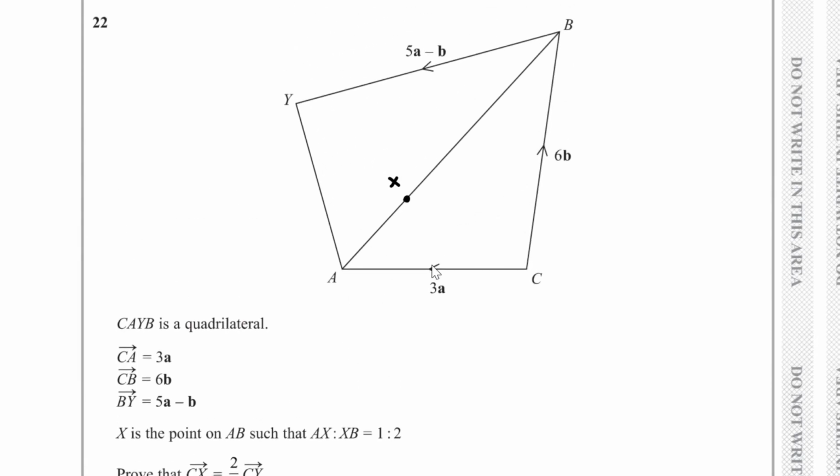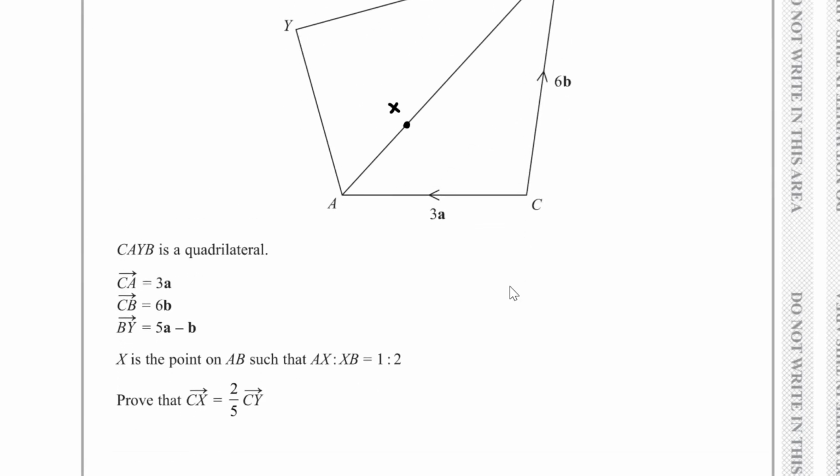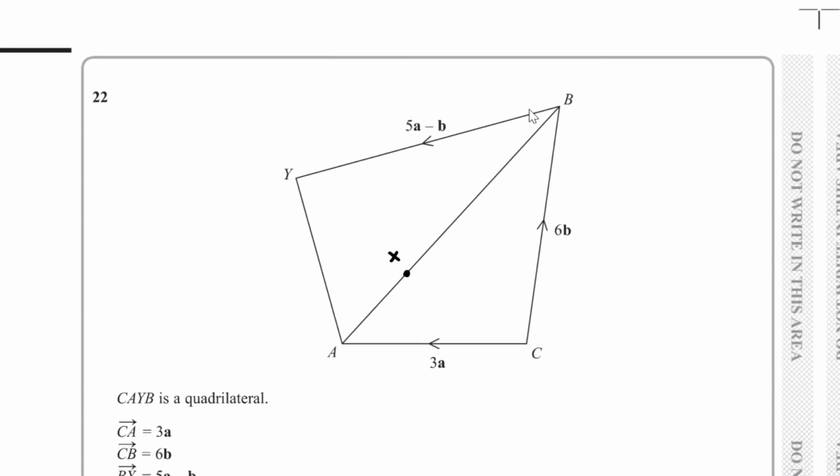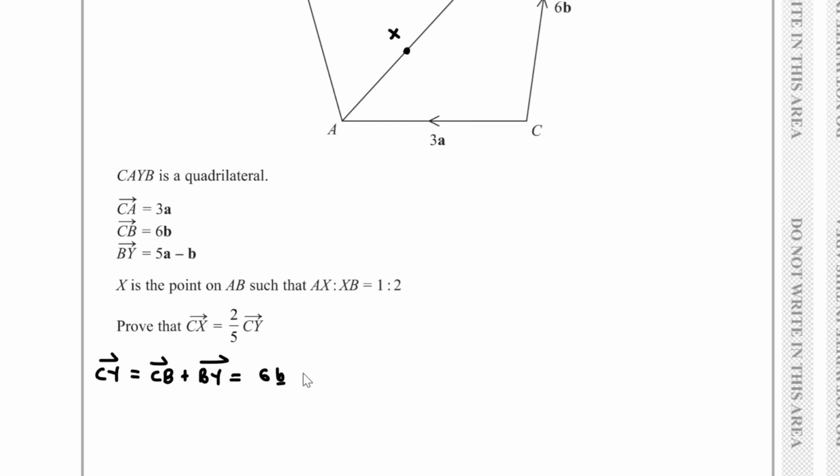Well, let's see, can we calculate CY directly? Yes, we can. CY is equal to CB plus BY. So CB, that's 6b, and then BY, that's 5a minus b. So we have 5a minus b. And if we tidy all this up, you can see we get 5a plus 5b.